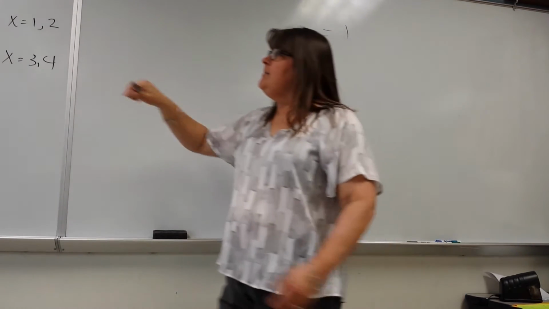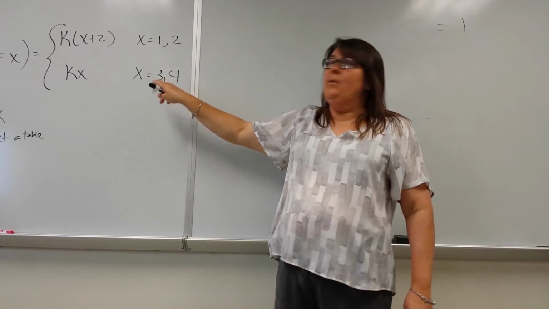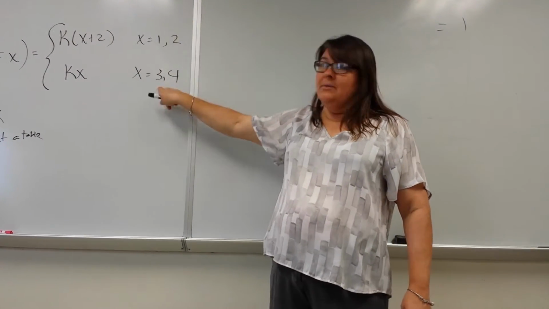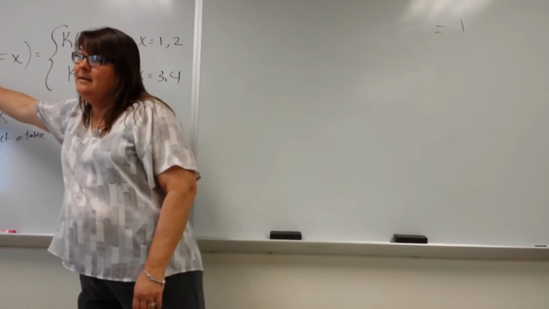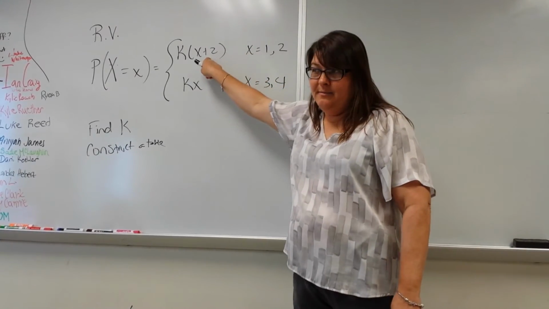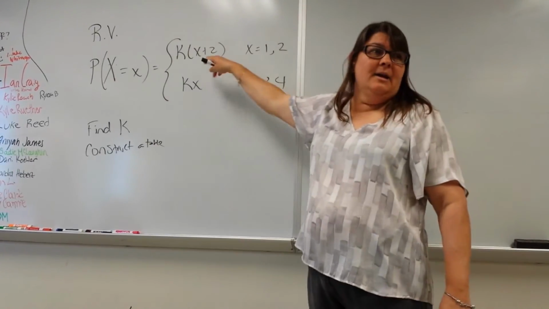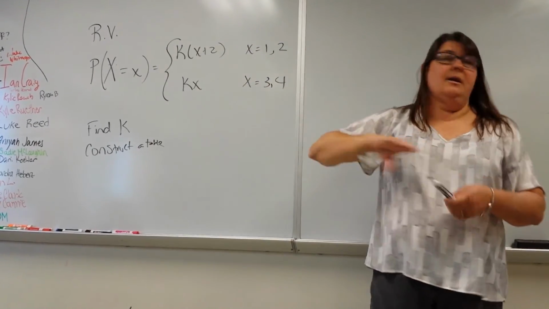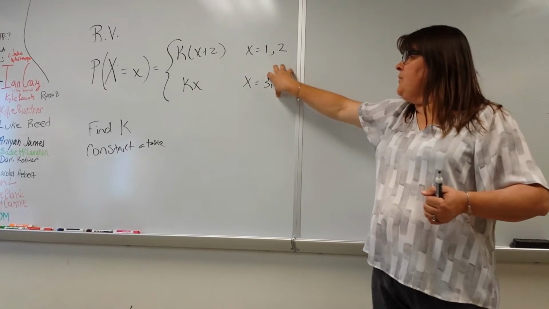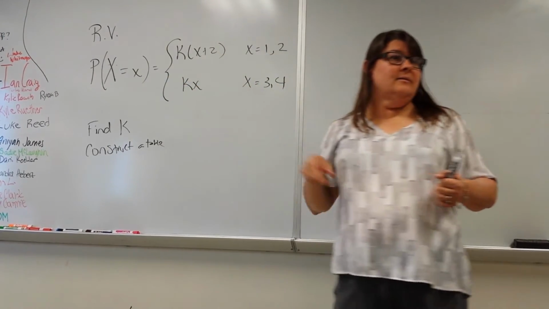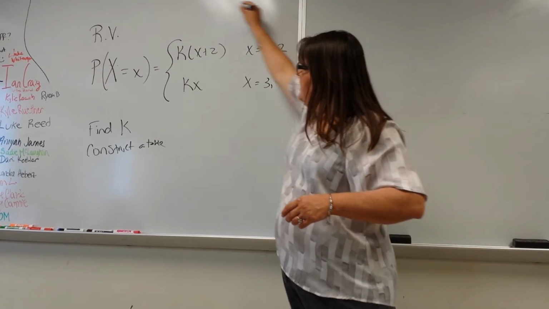So I know these inputs are actually at the top part of my table. When x is 1, when x is 2, when x is 3, when x is 4, right? And the probability when x is 1 is blank, and when x is 2 is blank. This is what we call a piecewise function. When it's 1 or 2, it goes in here. When it's 3 or 4, it goes in here. Does that make sense? So when I'm using the number 1, I plug it in here.